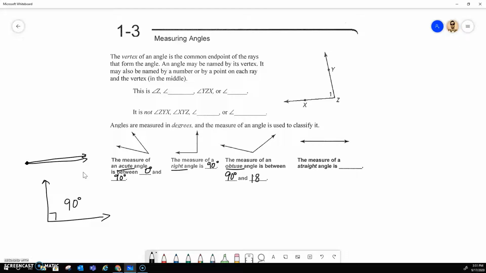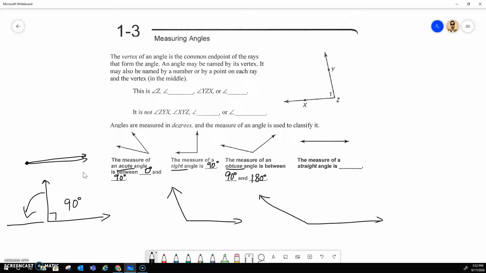And 180 degrees. Okay. So anything from this point right here onward up to a full 180 degrees is going to be an obtuse angle. So that would be something like this. I would call that an obtuse angle. I would even say that's an obtuse angle.